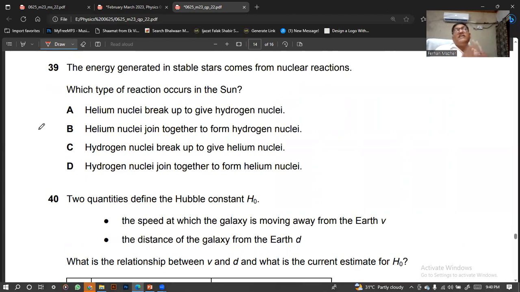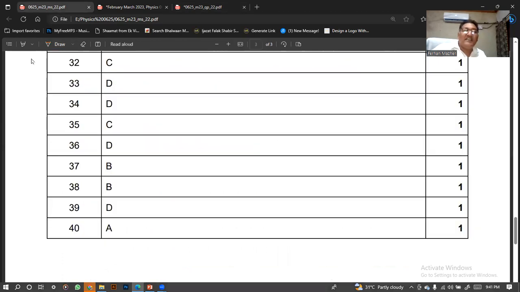The energy generated in stable stars comes from nuclear reactions. Which type of reaction occurs in the sun? This is nuclear fusion, in which smaller nuclei fuse into each other to make a larger nucleus. Helium nuclei join together to form hydrogen nuclei? No. Helium is larger than hydrogen. Smaller nuclei join together, so hydrogen nuclei join together to form helium. D is the right option, sir.